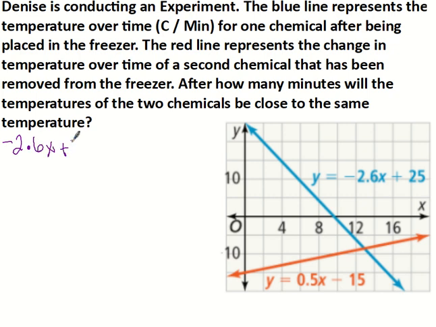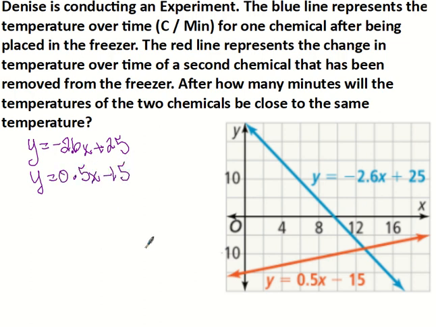In this case, we're going to use substitution because it's going to be very difficult to find a way to make, oh, you know what? I lied. Oh, I'm going to show you how you can use elimination. I totally lied. You guys ready for this? y equals -2.6x plus 25 and y equals 1/2 x minus 15. Look, I can just times this by negative 1.